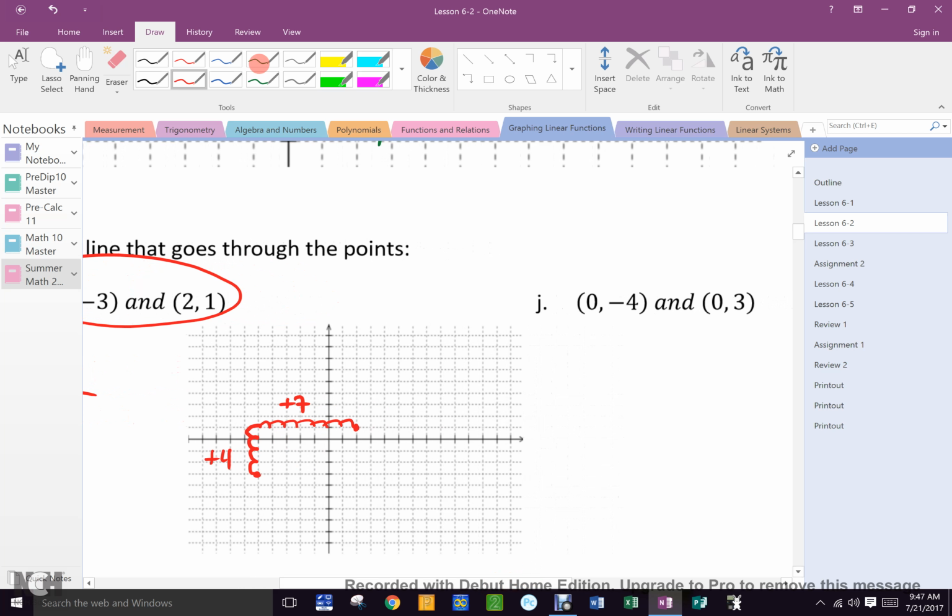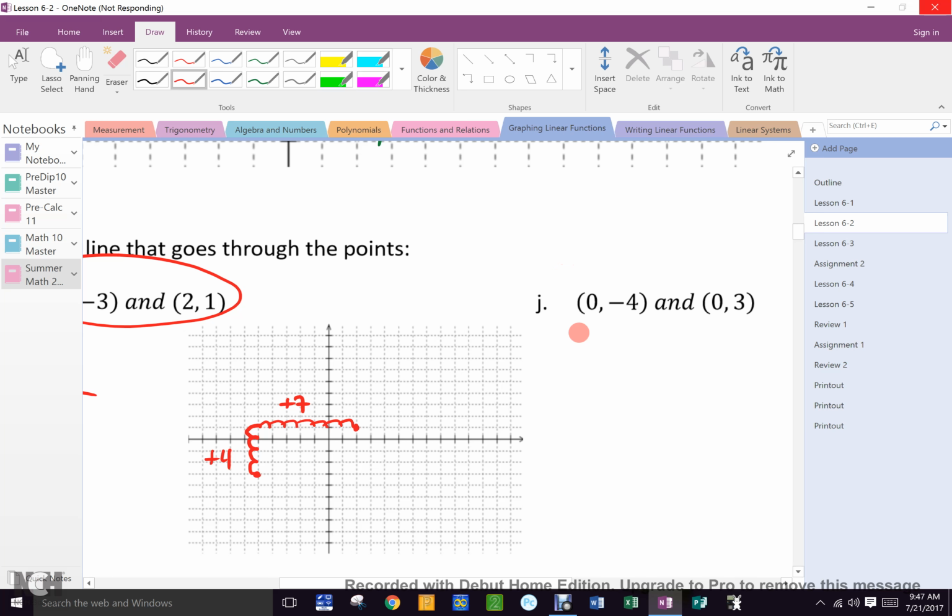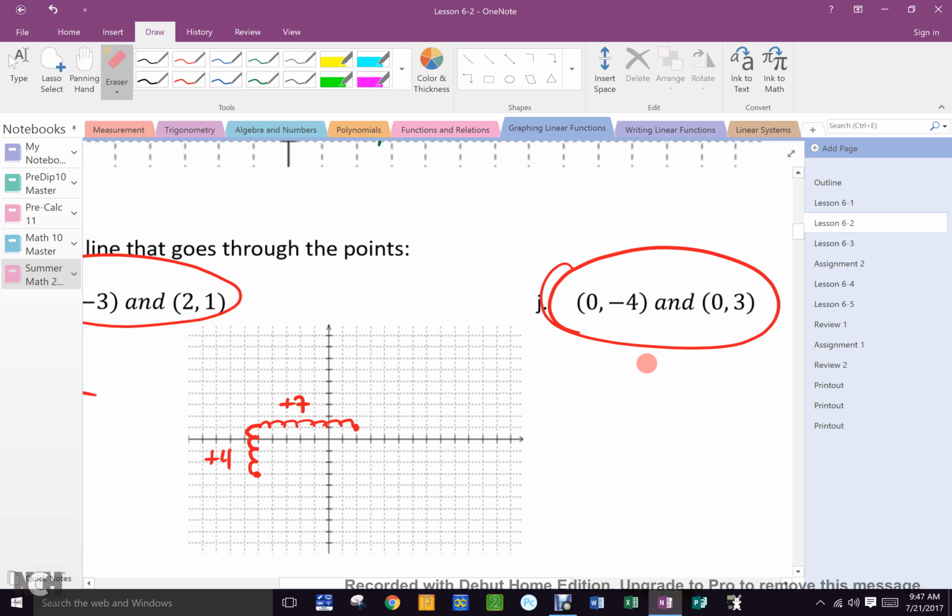I'm going to do that with a blue line, when my computer allows me to use a blue line. While we're waiting for Microsoft's precious, powerful Surface to work, you guys go ahead and work with that question. 0, negative 4, and 0. There is that line.